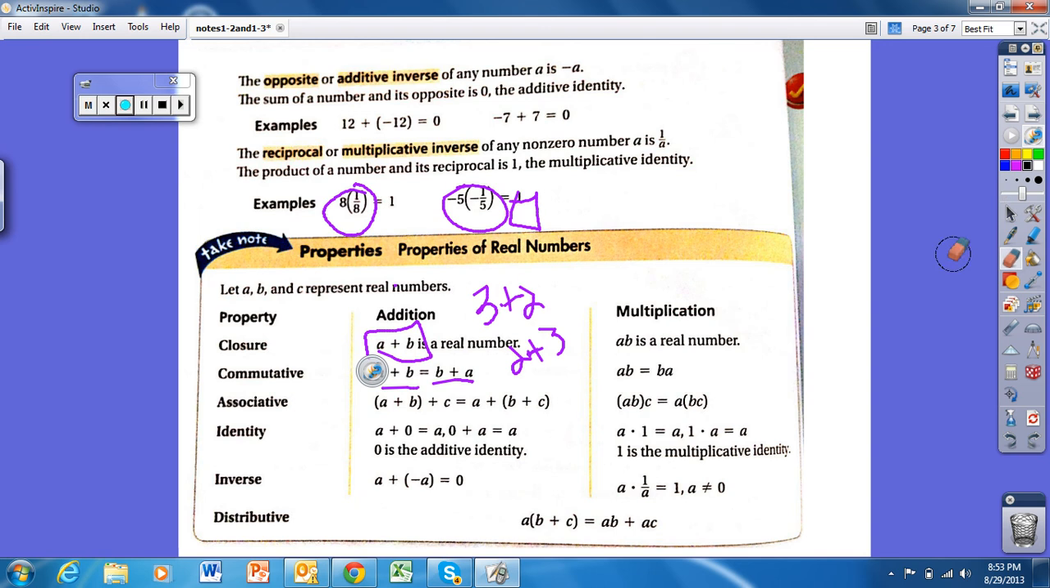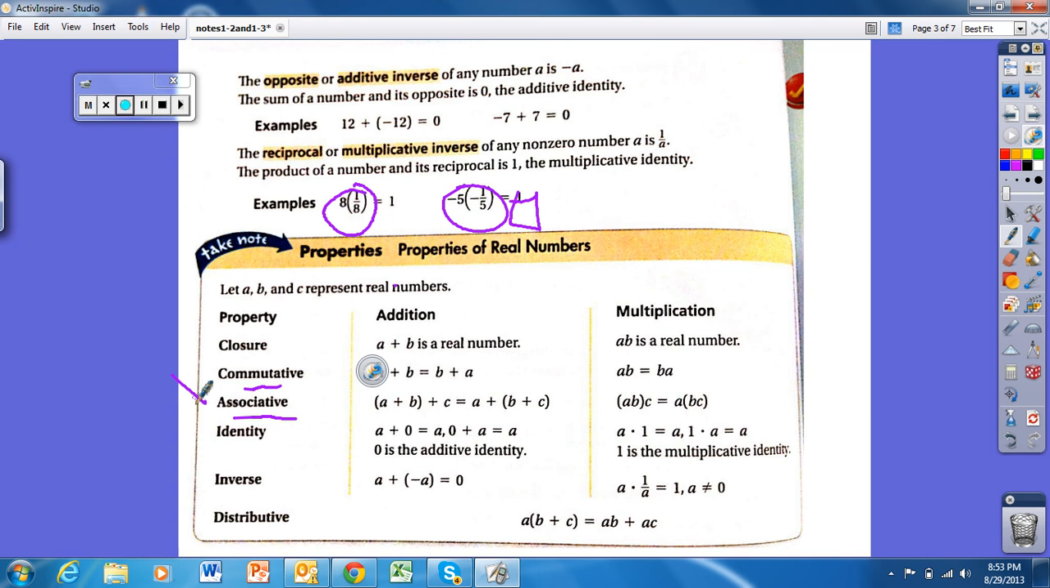Think about division and subtraction. Does that work for division and subtraction? Is 3 minus 2 the same as 2 minus 3? And you know that it doesn't. Same thing for division. 3 divided by 2 is very different from 2 divided by 3. So the commutative property only works for addition and multiplication. Same with the associative property. A lot of people have trouble telling the difference between the commutative and the associative property.